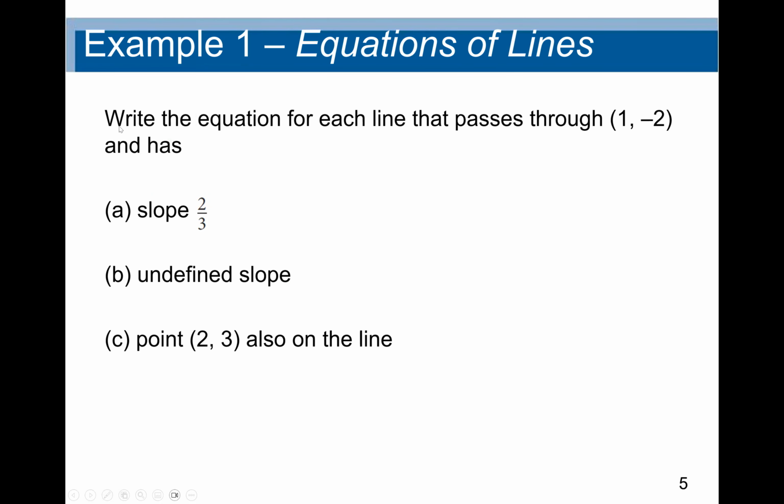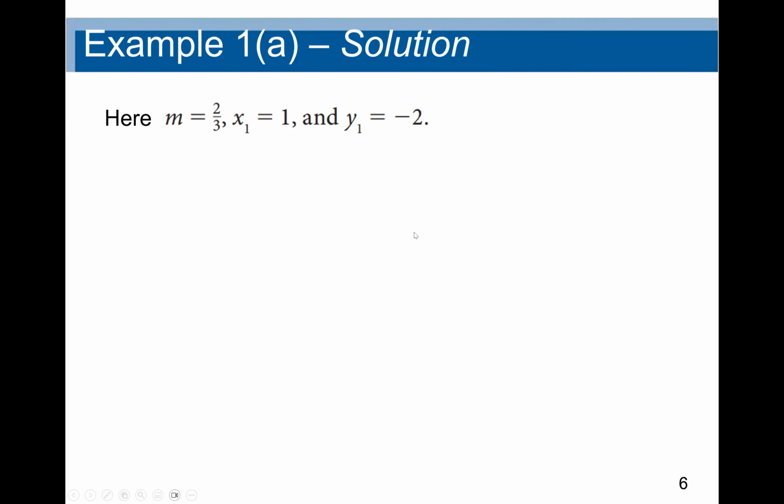So for example, here they say we should write the equation for each line that passes through (1, -2) and has a slope of 2/3. So this means we are going to find the equation of a straight line, but only one point is given to us, and also the slope is given to us. With the slope and 1 point, we are able to find the equation of the line. So in this case, we have to use the point slope form.